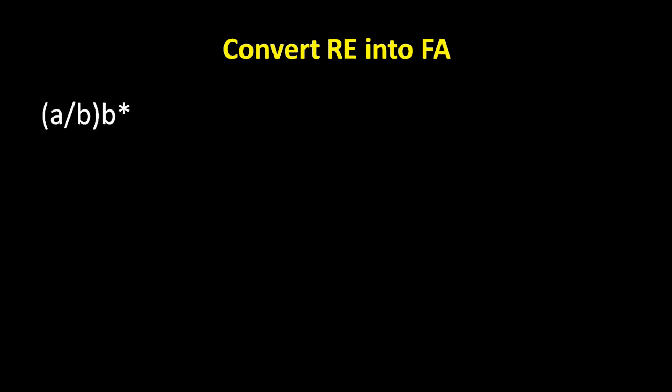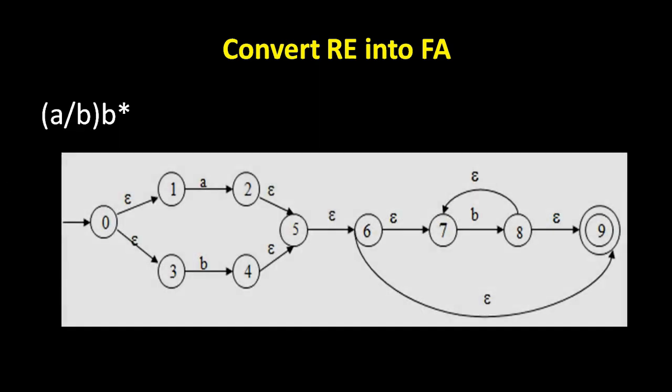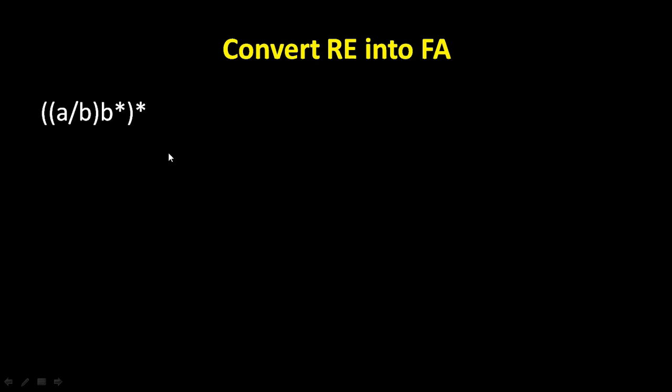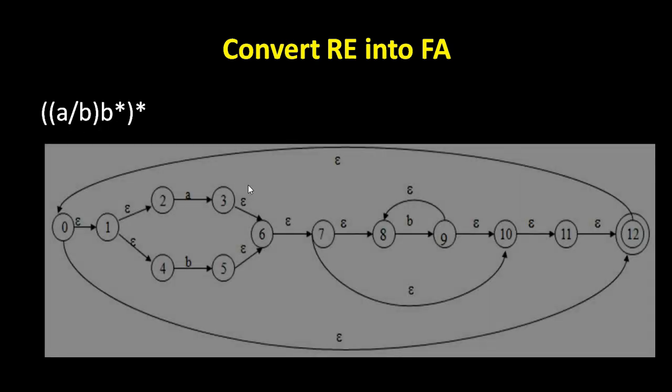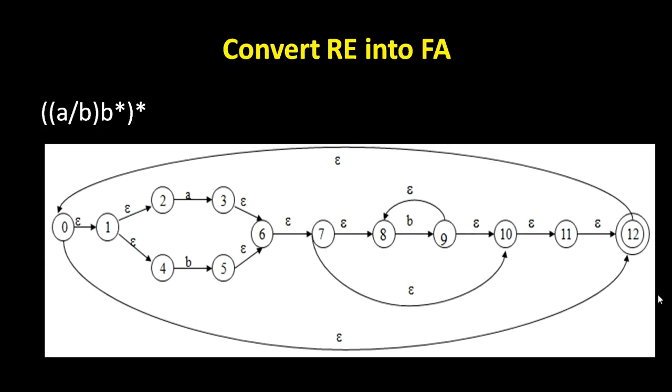Then we can combine both A or B and B star. That looks like this. Then we can draw (A or B), B star, and the whole star. So that looks like this. After drawing this finite automata, we can check that it satisfies this regular expression.